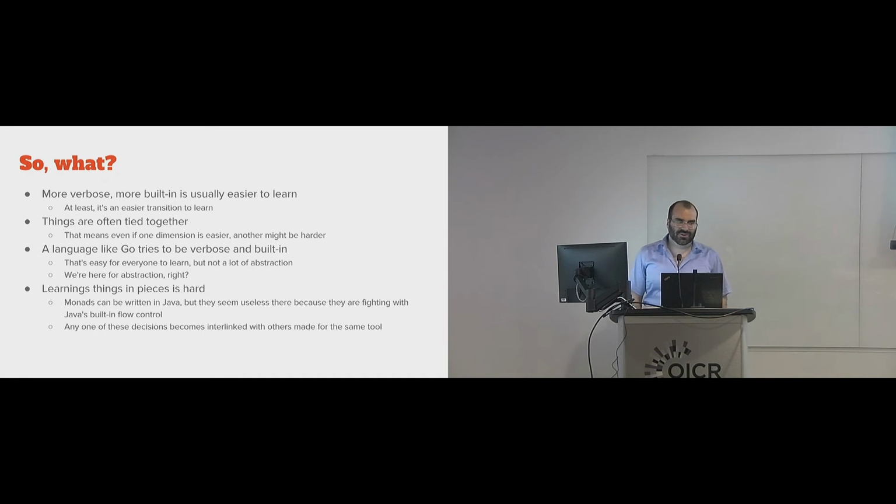So, I've seen these tutorials of here's monads for Java programmers, and they give you a bunch of Java code, and it's like, no sane person would write Java like this. This is absurd. Why would you do this? So when you have so many complicated interlinked decisions, it's hard to move and to learn things in little pieces. You kind of have to jump into a whole new world.